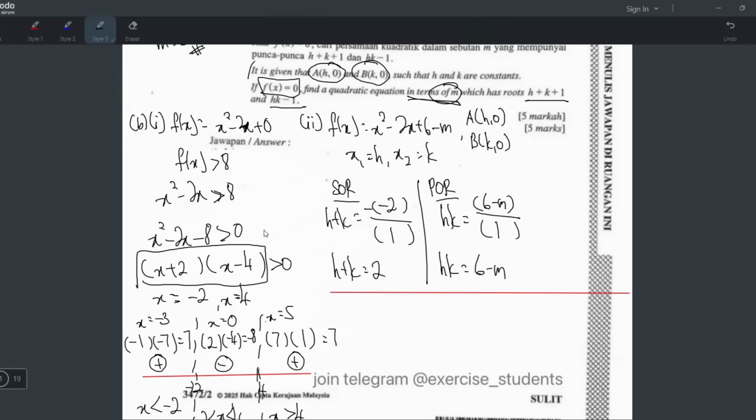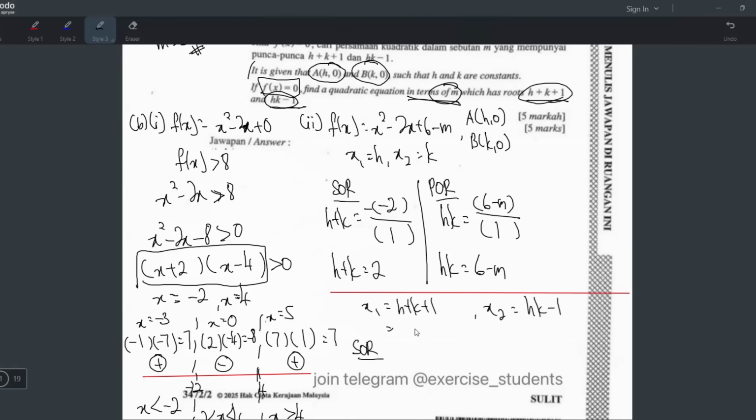Okay, now I will do the second time swap by using the new roots, this one and this one. So the new roots: x1 is h plus k plus 1, and x2 is hk minus 1. Okay, so now we have to solve for it. For the sum it will be this one plus this one, right? But I noticed something. The h plus k is already the same as here, right?